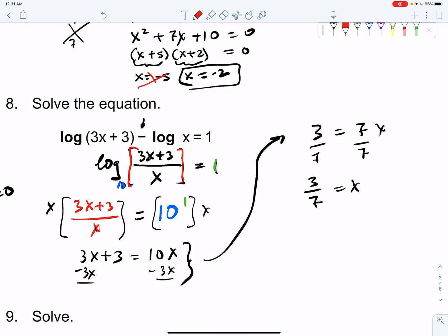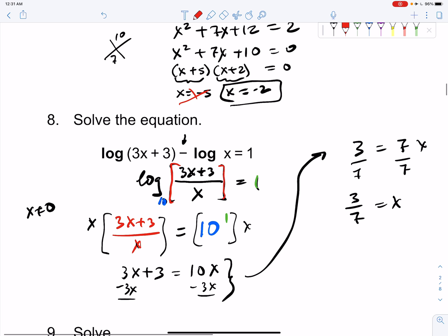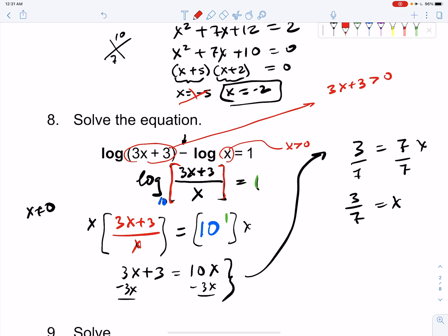Once again, good to look at these. Now we see x, look at the domain, x must be greater than 0. Good there, 3/7 is greater than 0. How about this argument? And that says 3x plus 3 must be greater than 0. So we subtract 3. We divide by 3, and x must be greater than negative 1. And 3/7 is greater than negative 1, so that is the answer.